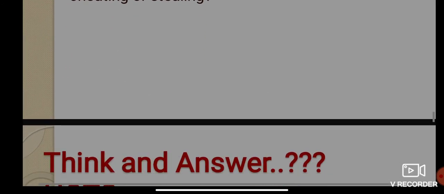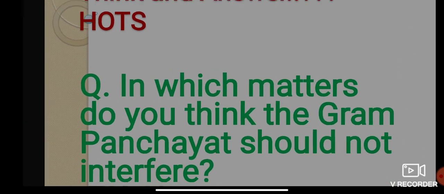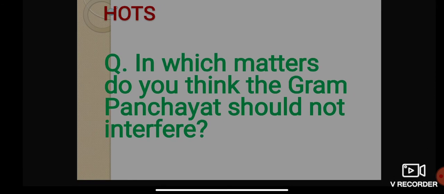Now think and answer. This is a hot question. I want all of you to think about this question. In which matters do you think the Gram Panchayat should not interfere? We have learned that in cases like stealing, or whenever there's a problem in a village, the Gram Panchayat tries to settle the issue and bring a solution to the problem. So in which matters do you think the Gram Panchayat should not interfere?